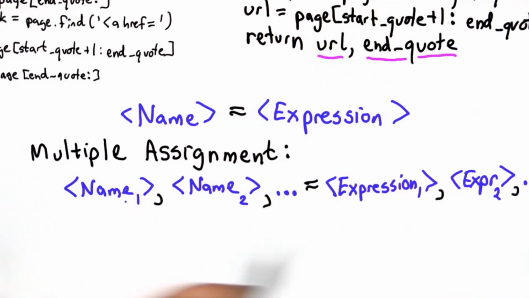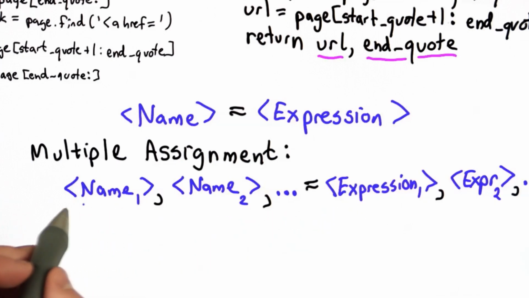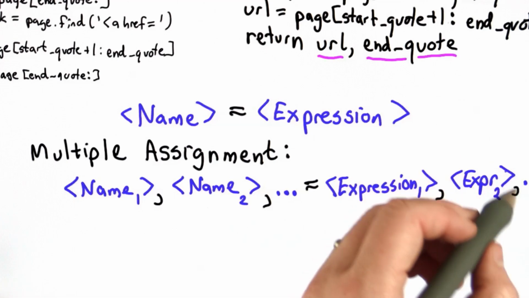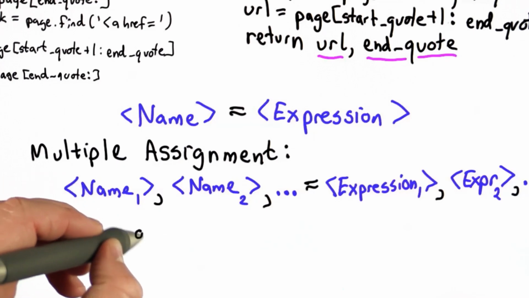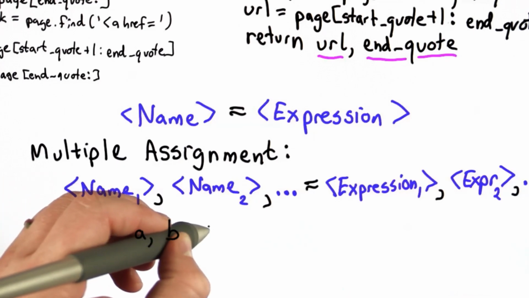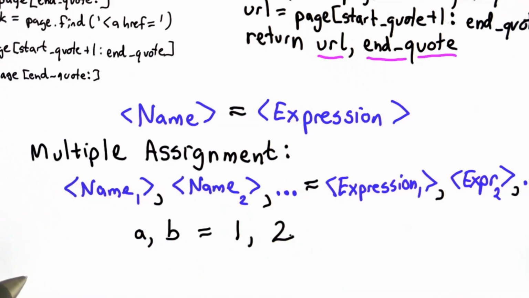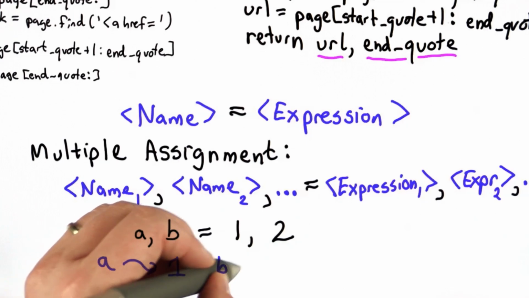As long as the number of names and the number of expressions match, what happens is the value of the first expression is assigned to the first name. So this name will now refer to whatever this value was. The value of the second expression is assigned to the second name. So as an example, if we had A, comma B equal 1, comma 2, this would assign to A the value 1 and to B the value 2.